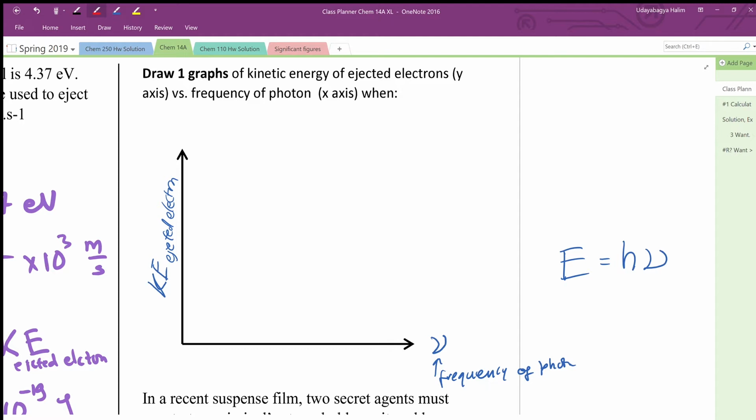Higher energy means larger frequency or smaller frequency? High energy means high frequency. The other one was inversely related. So if you have to draw a graph like this, you should know that at some point there's a threshold somewhere. So just draw a threshold that's equal to your work function.